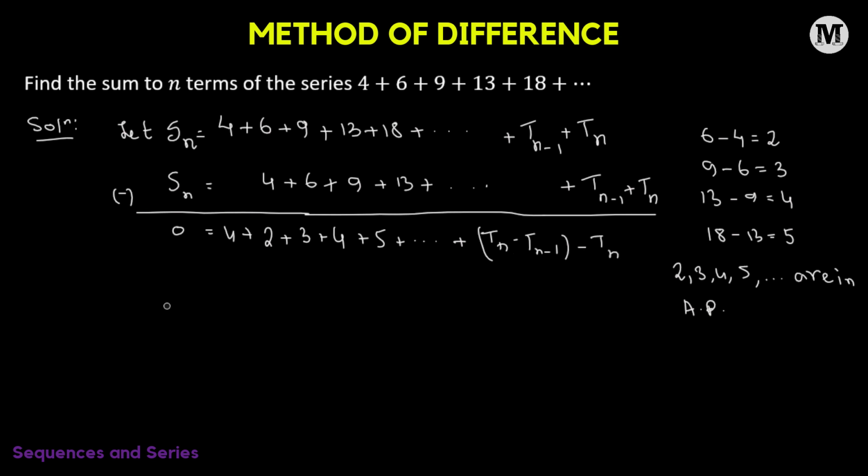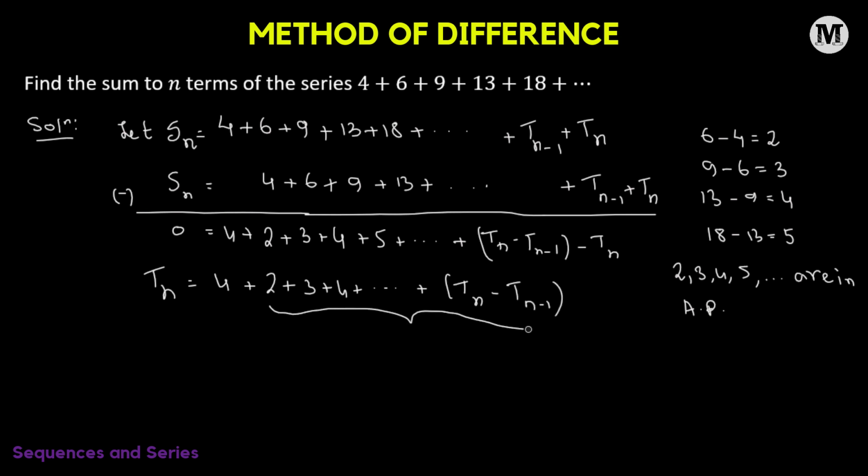Okay, we'll transpose this Tn to the left hand side, and that gives us Tn equals to 4 added to 2 plus 3 plus 4, going all the way up to Tn minus Tn minus 1. Now what we'll do? We'll consider the second term all the way up to the last term, and clearly this is an arithmetic series. The arithmetic series having the first term a equals to 2, the common difference d equals to 1, and how many terms are there? So there will be a total of n minus 1 number of terms.